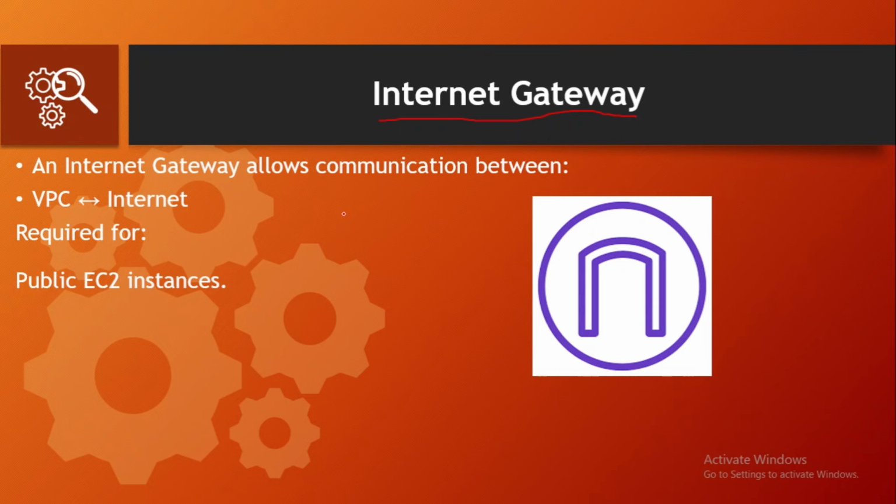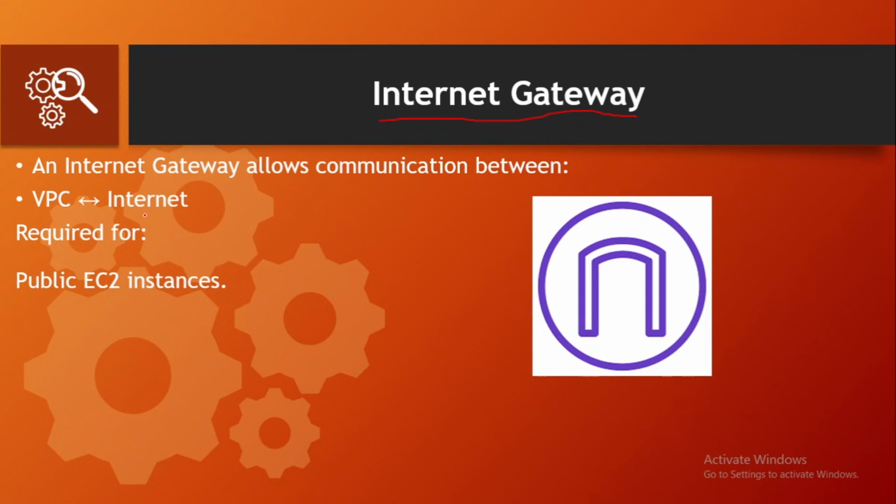Imagine your house. Inside your house, everything is private and secure. But if you want to go outside or if someone wants to visit you, you need a main gate. So in AWS, Internet Gateway works exactly like that main gate. It allows traffic to go from the VPC to the internet or from the internet to the VPC.